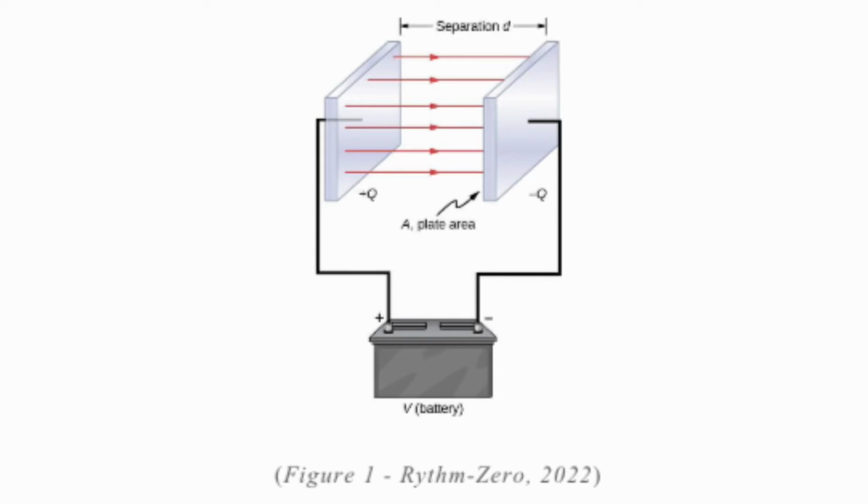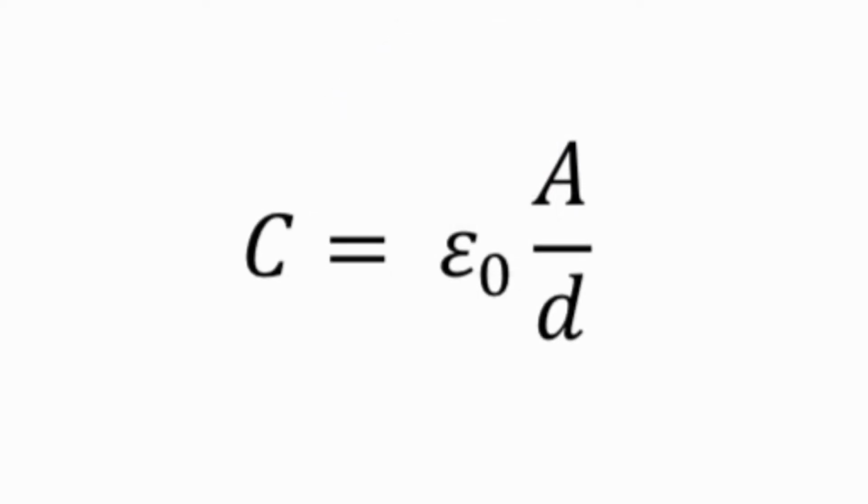A capacitor is simply a circuit component that is able to store electrical charge. The capacitance of a capacitor is the ratio of the amount of stored charge to electrical potential difference. This is the formula to calculate the capacitance.